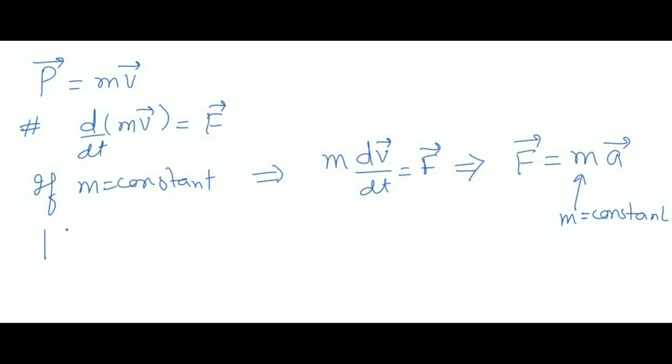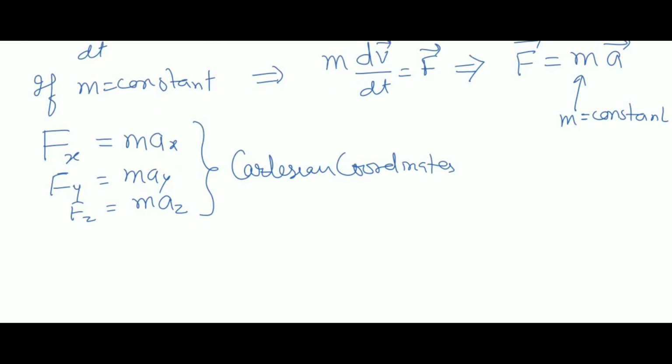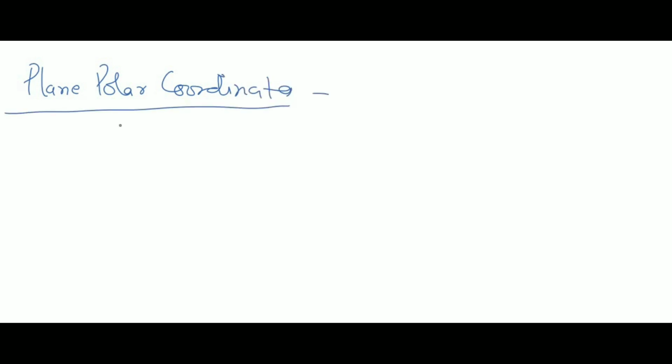We can write this in Cartesian component form: the x component of force is equal to m a_x, the y component of force is given by m a_y, the z component of force is given by m a_z, and these a_x, a_y, a_z are in the Cartesian coordinate system. If you wish to write these forces in the plane polar coordinate system, the radial force is given by mass into radial acceleration, and the transverse force is given by m into transverse acceleration, m into a theta.